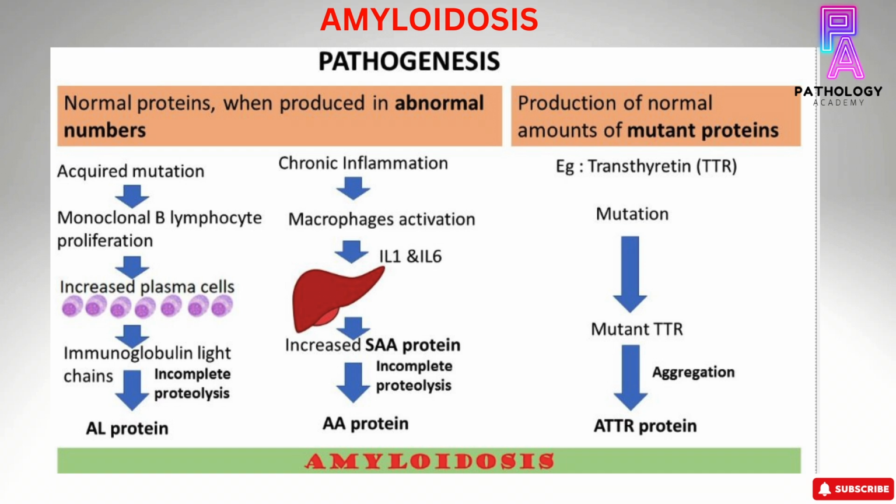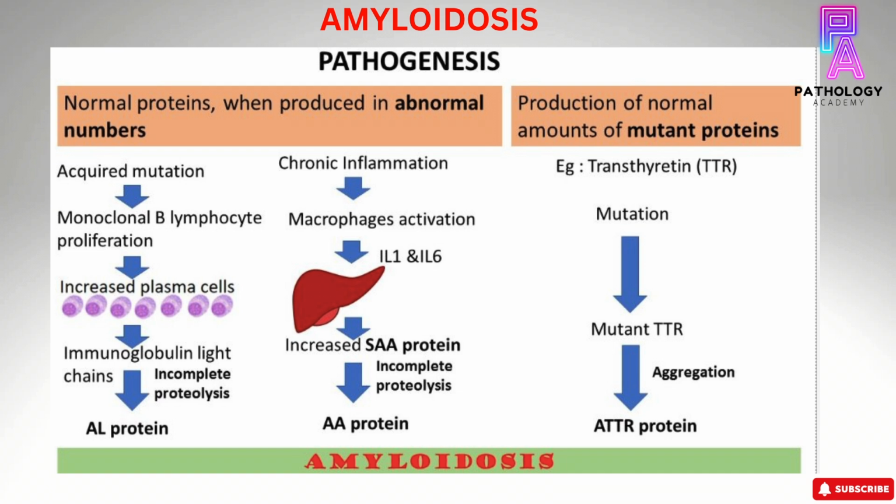Talking about pathogenesis of amyloidosis. Main amyloid proteins are AL protein, AA protein, and ATTR or transthyretin protein. The deposition of these amyloid proteins occurs due to various conditions. For example, when normal proteins are produced in abnormal numbers because of an acquired mutation, monoclonal B lymphocyte proliferation happens, which causes an increase in the number of plasma cells, which causes an increase in immunoglobulin light chain deposition. When these undergo incomplete proteolysis, they cause deposition of AL type of amyloid protein.